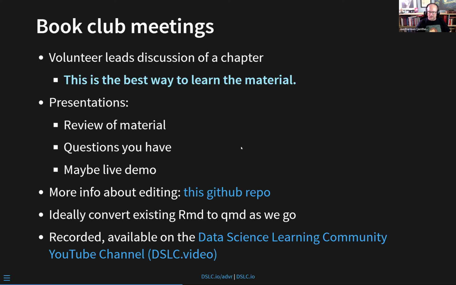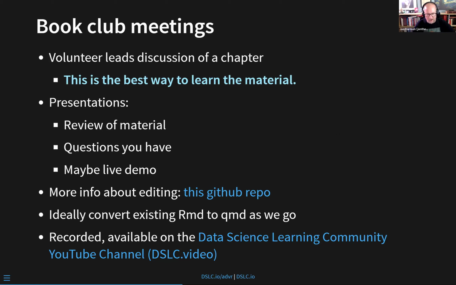And so these slide decks are Quarto decks now. A few of them are Quarto, most of them are still Markdown, and they're being converted actively. This is kind of a new format for the book clubs. I'm trying to encourage people to make things that are more like slides and less like a book, and hopefully this will help push in that direction. There is info in these slides, shared again at dslc.io/advr, about how to edit the slides and how to participate.